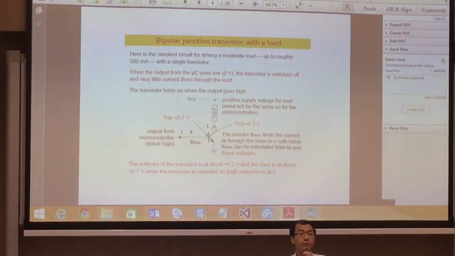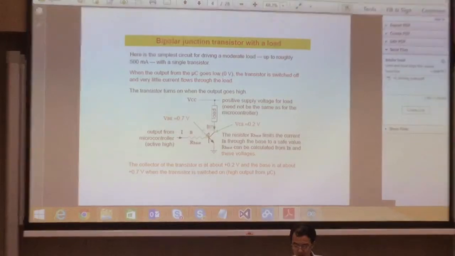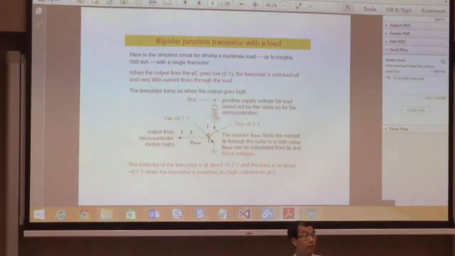Yeah. So basically the idea here is if you want to drive a much bigger current, you need additional transistors. So your output from the microcontroller, you connect to the base. So now the current from the transistor can be used to drive the load.